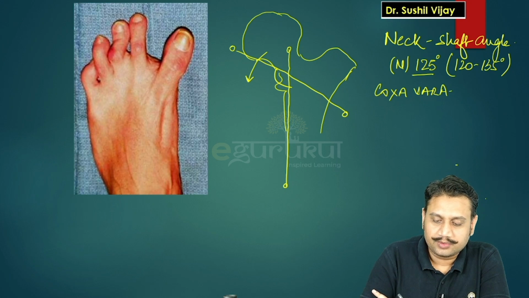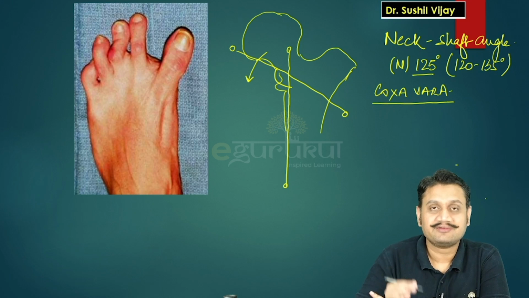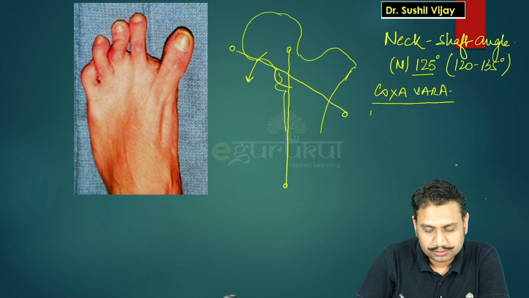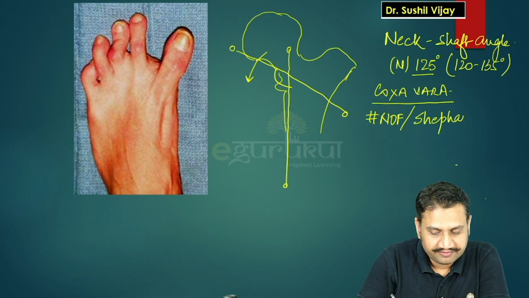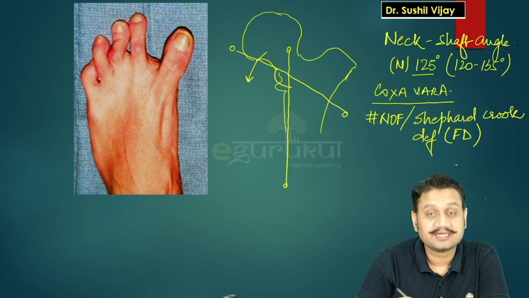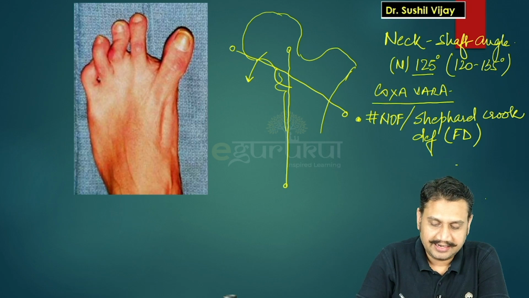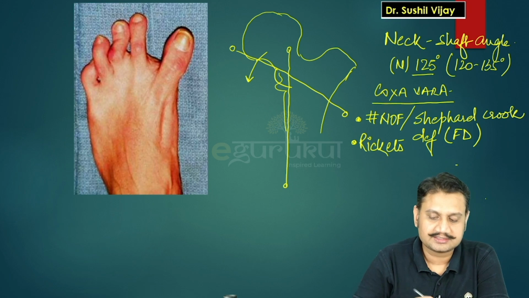And what are the common causes that you know for coxa vara when the neck shaft angle decreases? Most commonest will be fracture neck of the femur. Then in the tumors, it is the Shepherd Crook deformity. Do you remember where we see this Shepherd Crook deformity? It was in the tumor fibrous dysplasia. Remember that? And third, obviously, when the bones become soft, for example, in cases of rickets.